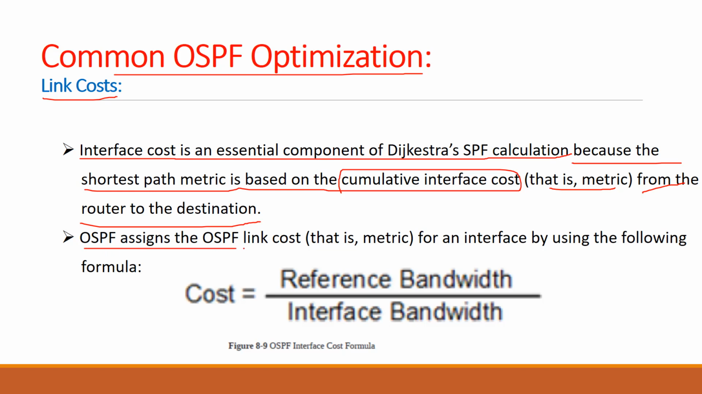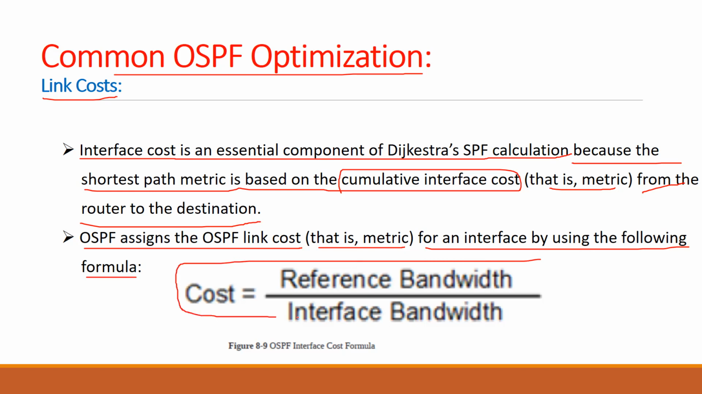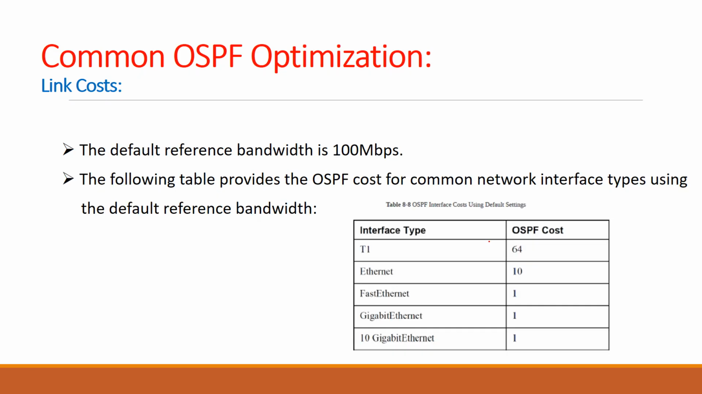OSPF assigns the OSPF link cost, that is the metric, for an interface by using the following formula. The cost equals reference bandwidth divided by the interface bandwidth. The default reference bandwidth is 100 megabits per second. The following table provides the OSPF cost for common network interface types using the default reference bandwidth.